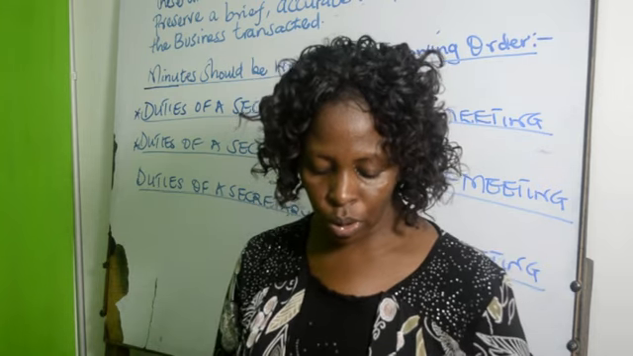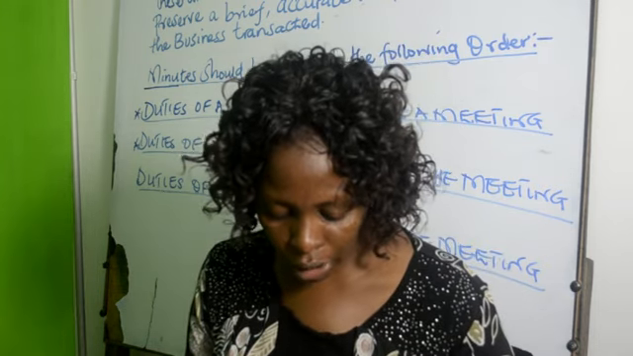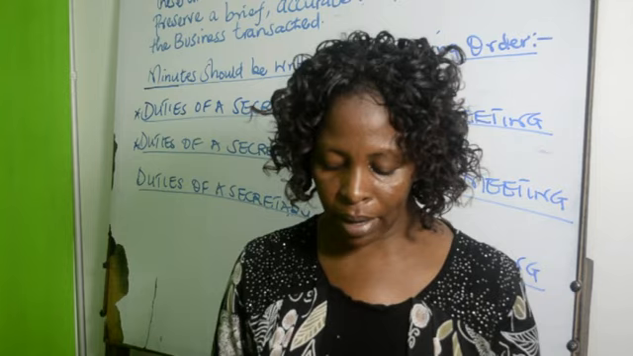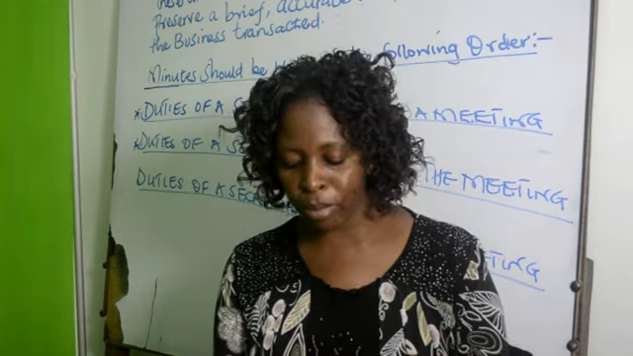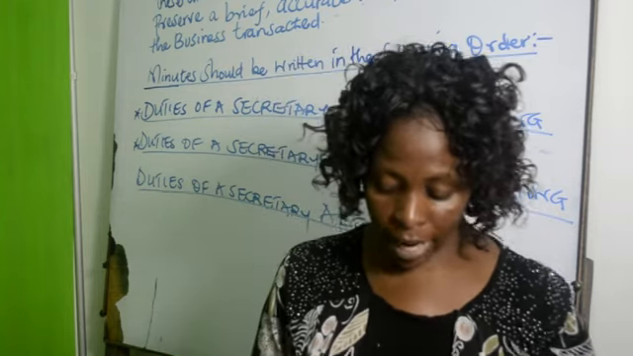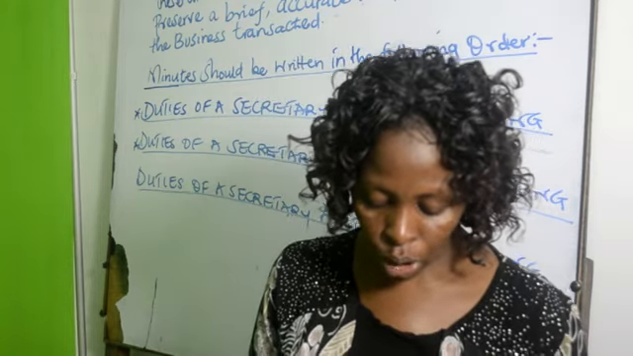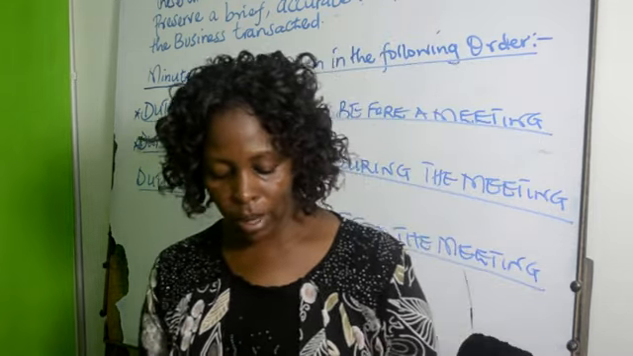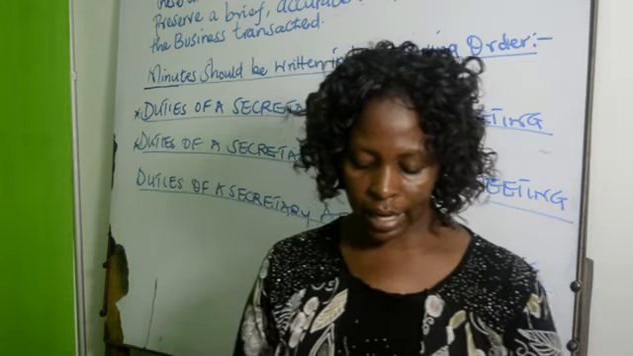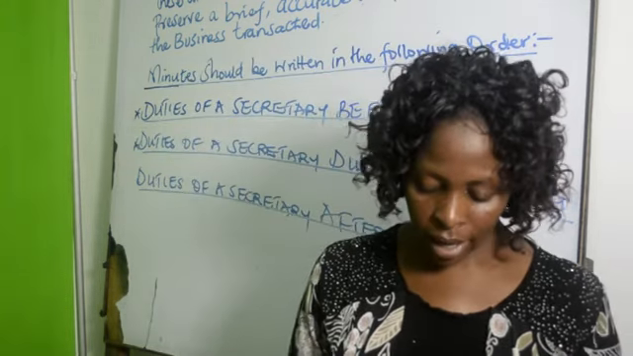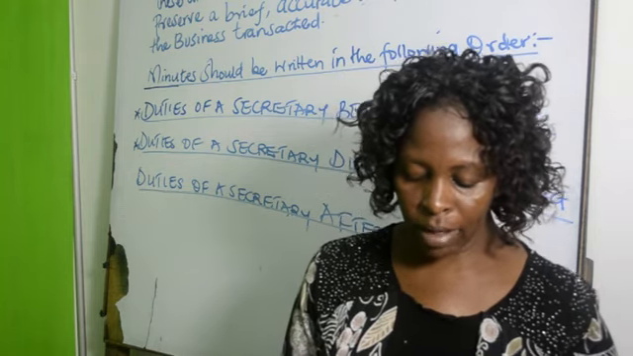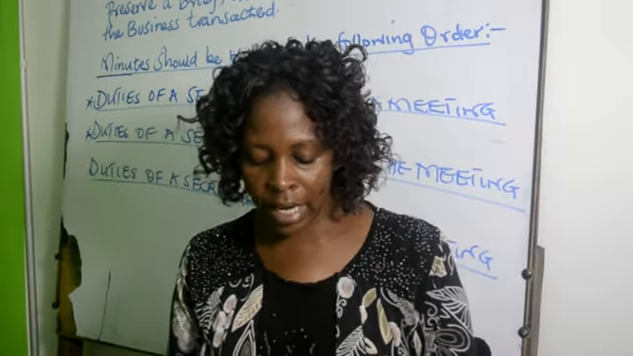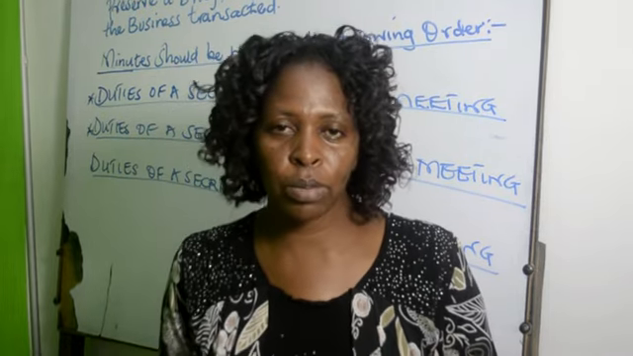Should also ensure that each member has a supply of writing papers. Should make sure that each member has a supply of writing papers. Should also ensure that all the members sign the attendance register or the attendance sheet. Should also read the minutes of the previous meeting, letters of apology, and then other correspondence.